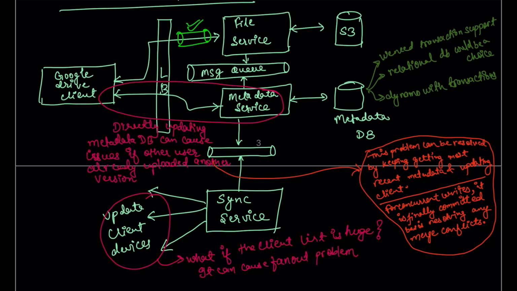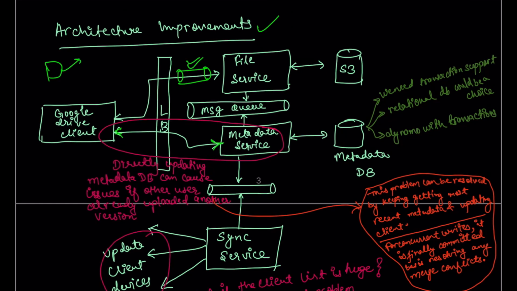Now another thing, what was the issue? The Google Drive client should inform the metadata service about what change was done. Let's say the file was earlier present in folder 1 and then it was moved to folder 2. This file.mp4, earlier it was present in f1, then it was moved to f2. So only the metadata of this file changes. We don't have to upload the file again, the file is already present in our S3 storage. So in that scenario, it can only update the metadata service.